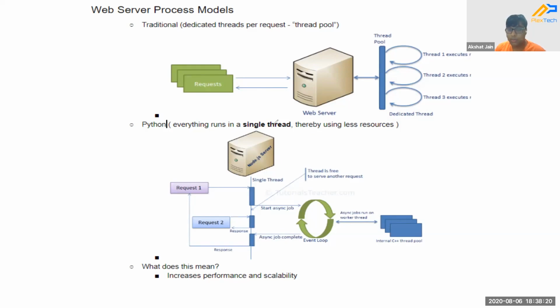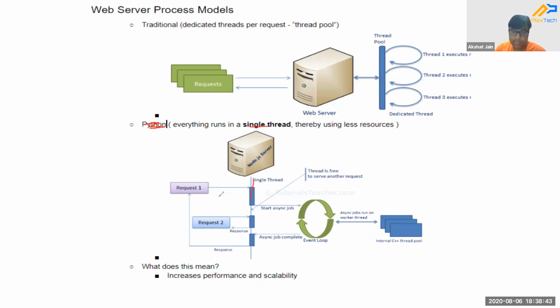A thread is basically a single worker running on your computer, a single processing unit. The processor in your computer runs on multiple threads. So Python only uses, or sorry, I shouldn't say Python here. It's technically FastAPI, but FastAPI runs in a single thread.